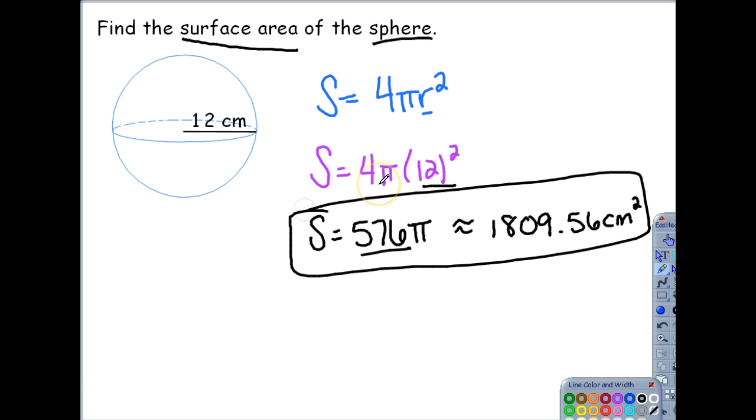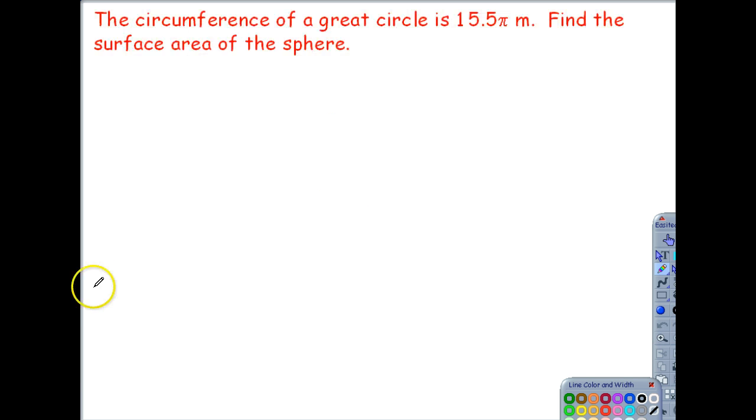Pretty easy to use these formulas because, again, you only have one unknown. All right. The next question says, the circumference of a great circle is 15.5 pi meters. Find the surface area of the sphere. Now, I want you to think about this.